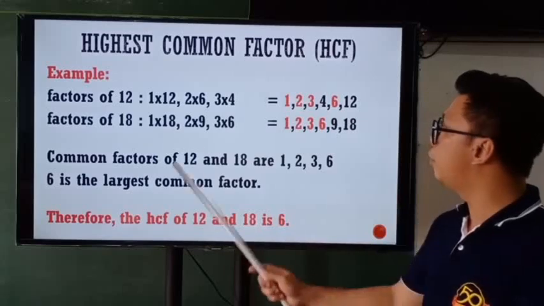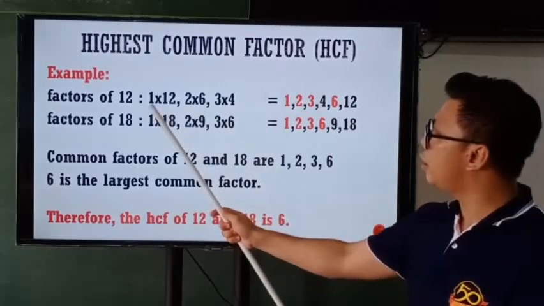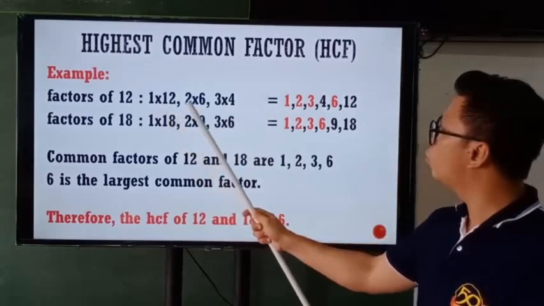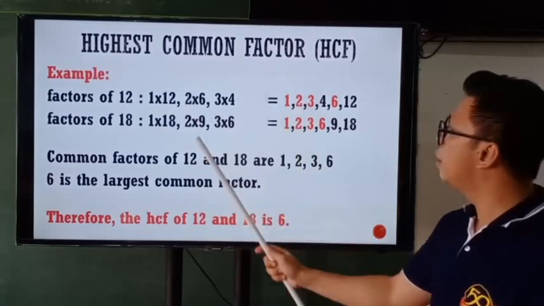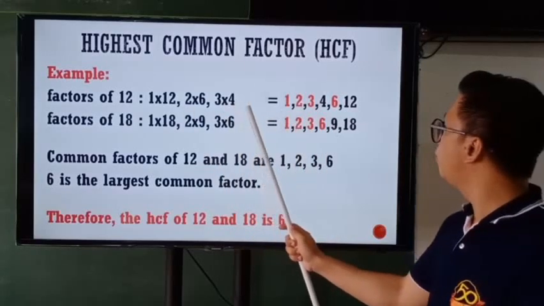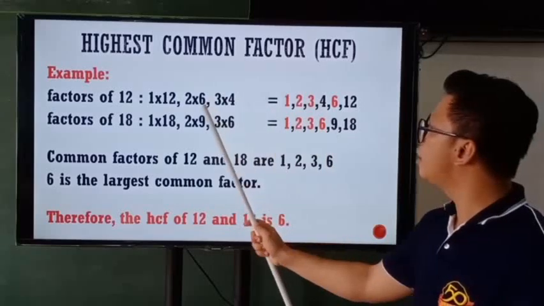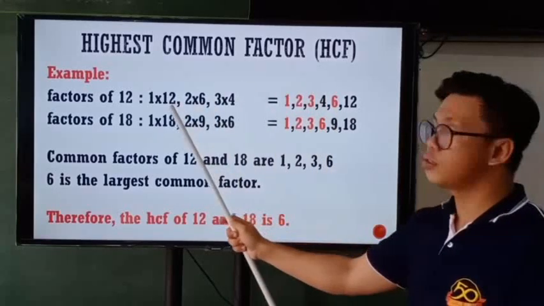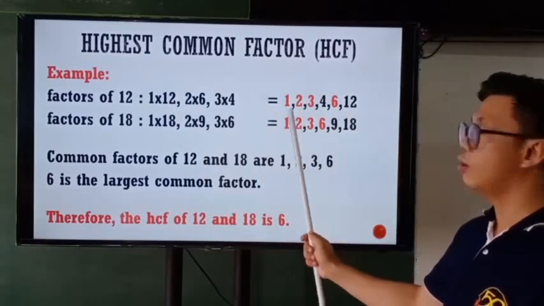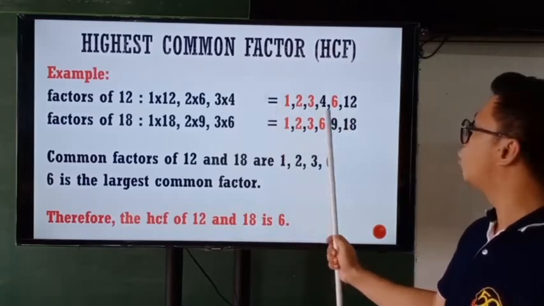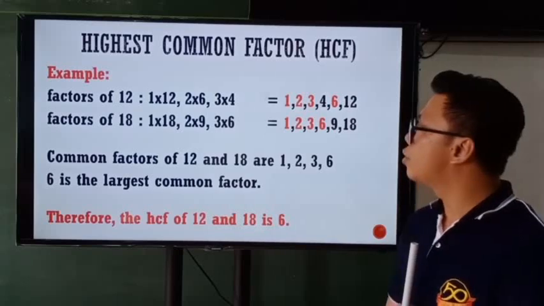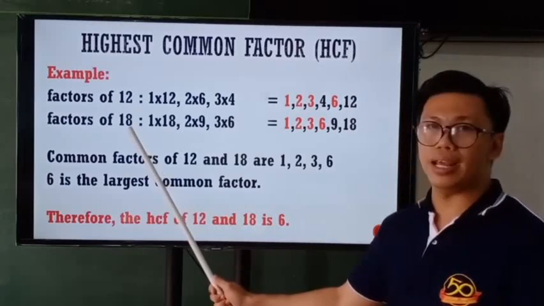Look at the numbers. The smallest number here is 1, so we write 1. Next is 2, we write 2. Next is 3, we write 3. Then 4, we write 4. Then 6, and the last number is 12. Look at the numbers: they are arranged in order from smallest to largest, or what we call ascending. Now let's go to 18.